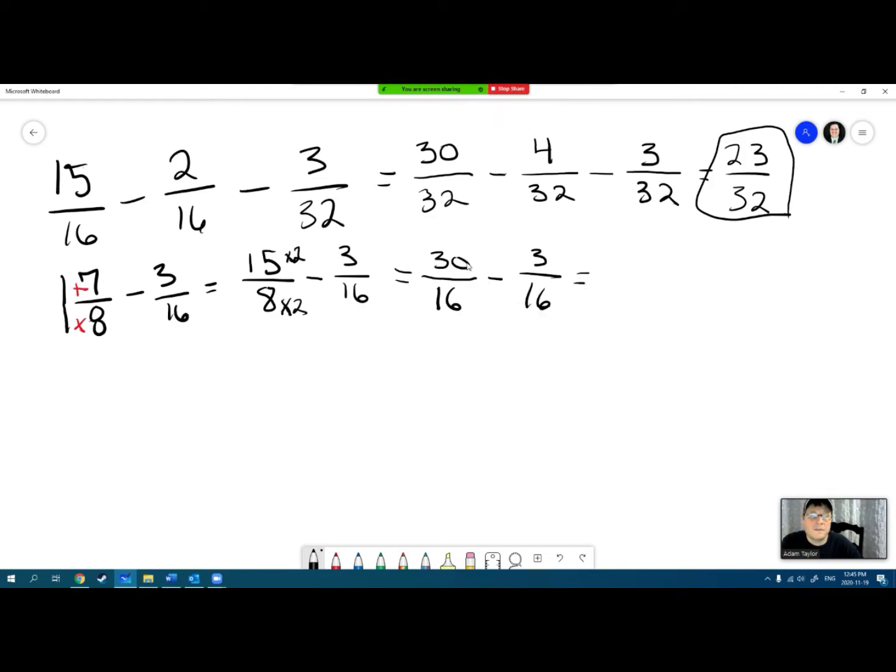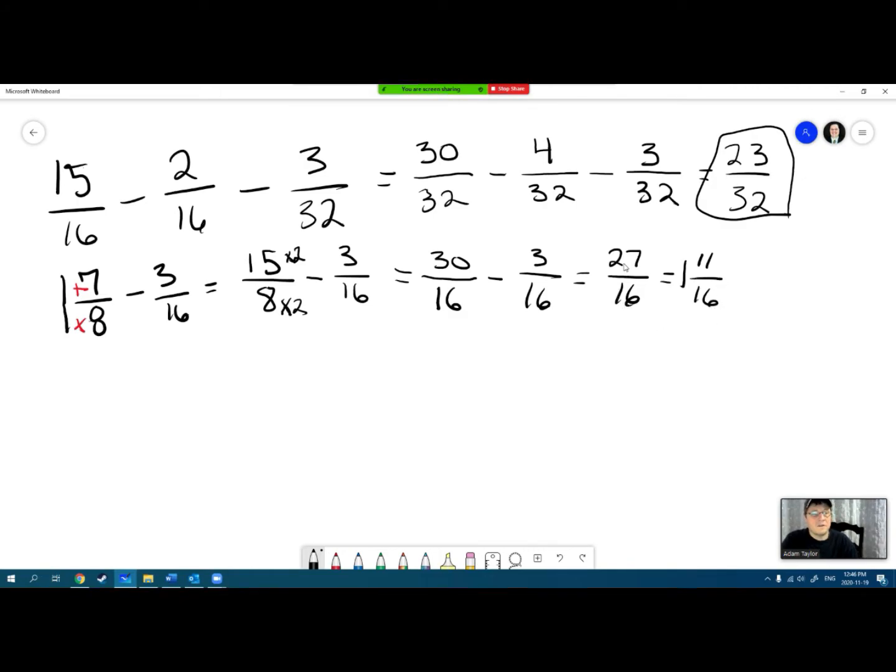Okay, 30 minus 3 is 27/16. Now we need to convert this back into a mixed number because it's currently an improper fraction. How many times does 16 go into 27? Well, once, of course. And what is the remainder? The remainder is 11 over 16.